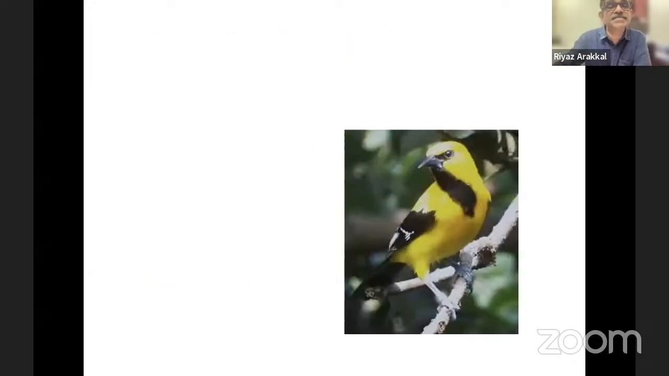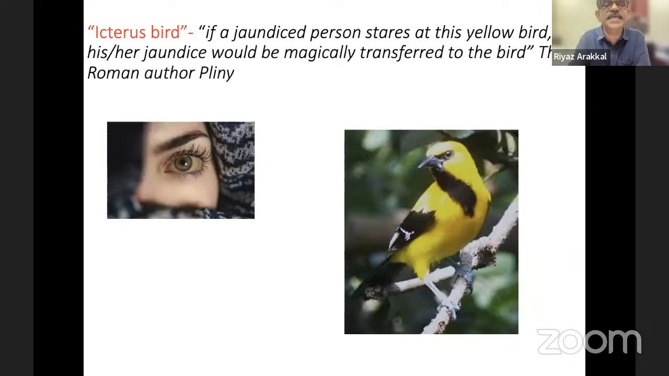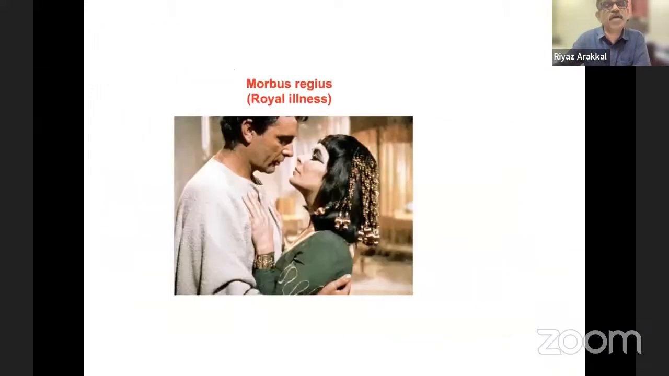Another theory is from mythology or idiom. The myth is that if a jaundiced person, like this lady, stares at this innocent, poor yellow bird, his or her jaundice would be magically transferred to the bird. That is according to the Roman author Pliny. We know that this is never going to happen, but this is one of the theories why jaundice is called icterus. Now, why is it called morbus regis or royal illness?